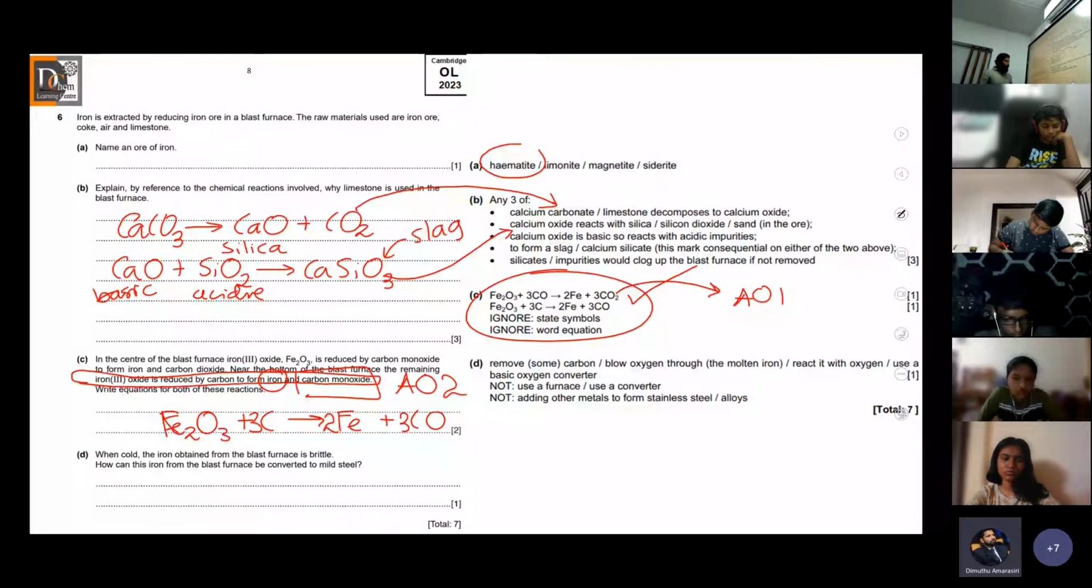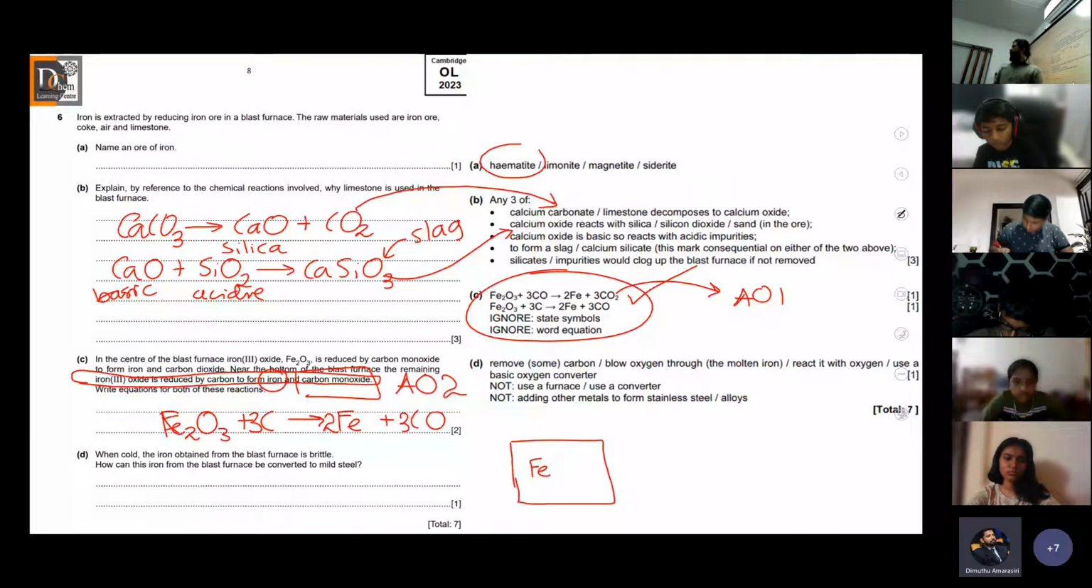Okay. When cold iron obtained from the blast furnace is brittle, how can this iron from the blast furnace be converted to mild state? Okay, so this is iron. We call this pig iron. Pig iron is very brittle, hard but brittle. Brittle means like a brick. When you hit it hard, it will break into pieces. But metal doesn't break into pieces, right?